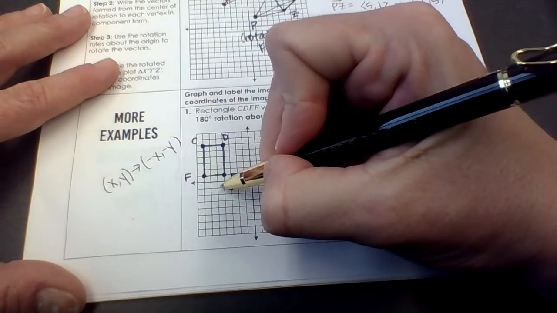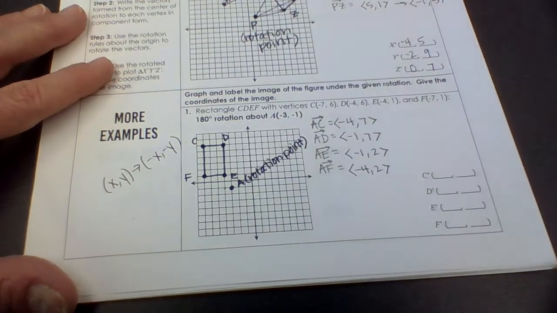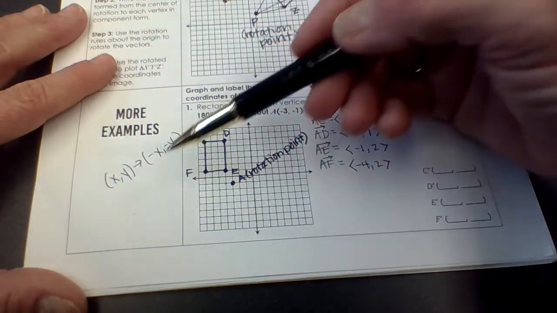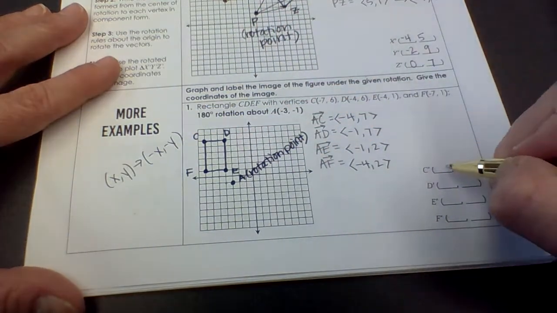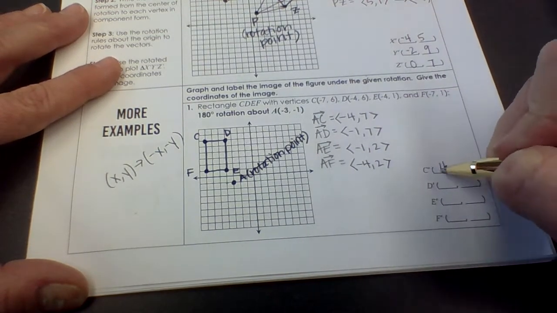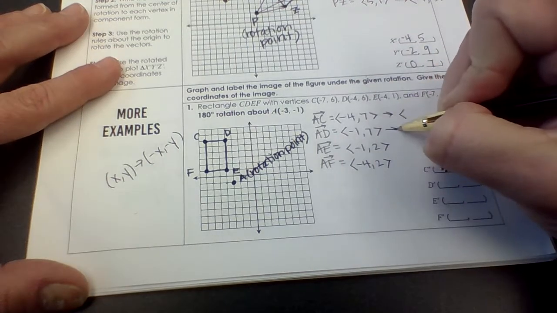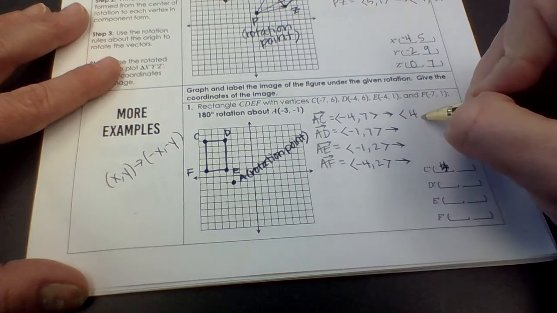And F would be 1, 2, 3, 4, negative 4, 2. And then you know your memorized transformation for a rotation of 180 degrees is just changing all the signs. So my new ordered pair should be my new vectors. My new vectors. So I'm going to draw an arrow to show I'm doing the transformation. Okay, so it would be 4, negative 7.